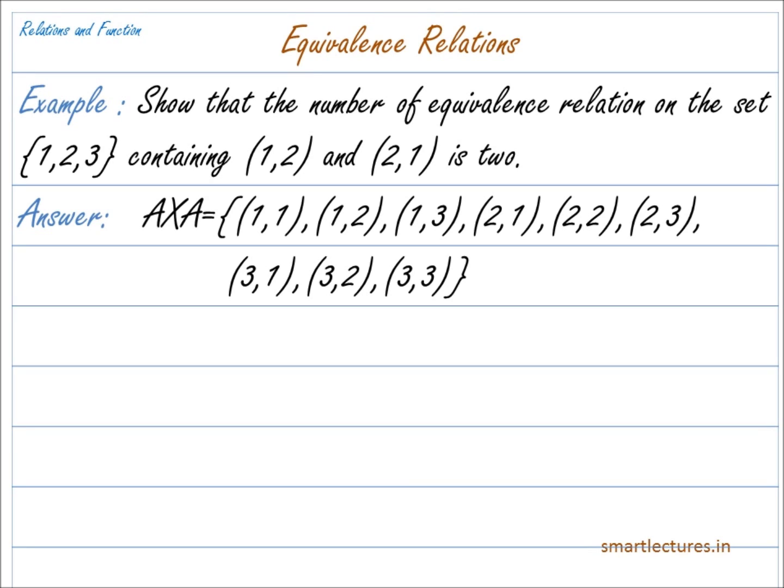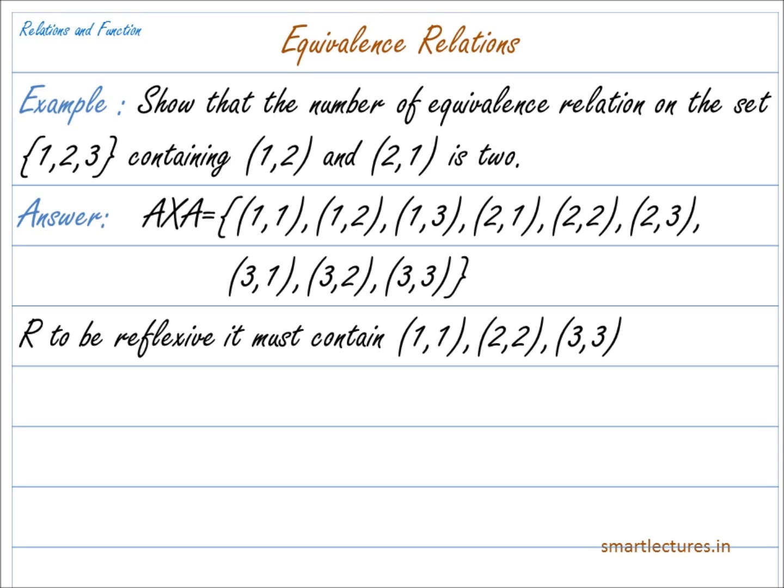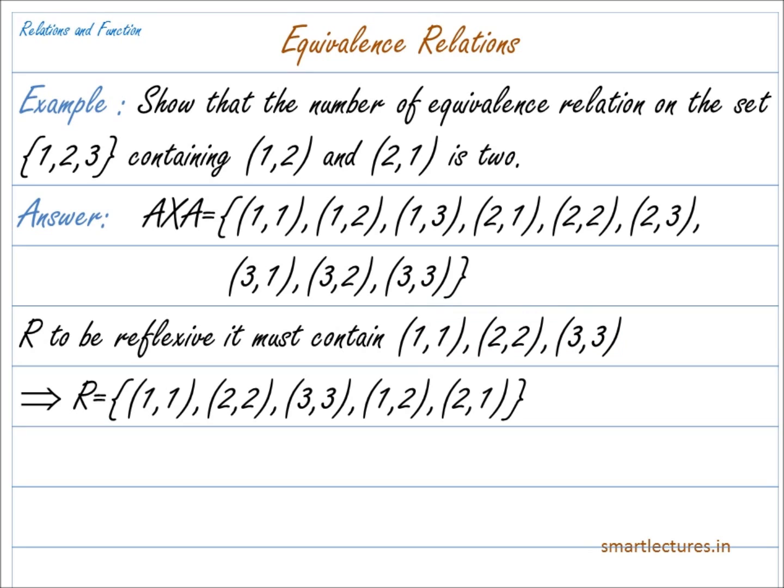So you can see in all there are 9 ordered pairs. Now a relation on {1, 2, 3} will be a reflexive relation if it contains (1,1), (2,2) and (3,3). So this relation must contain (1,1), (2,2) and (3,3). And now (1,2) and (2,1) also have to be a part of this relation. So the new relation becomes R equal to {(1,1), (2,2), (3,3), (1,2), (2,1)}.